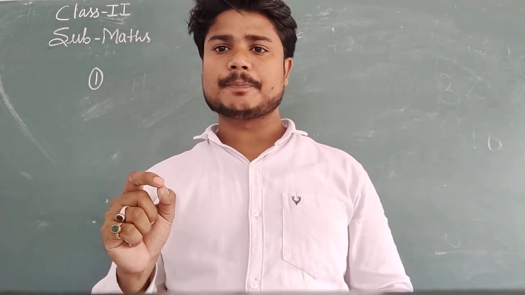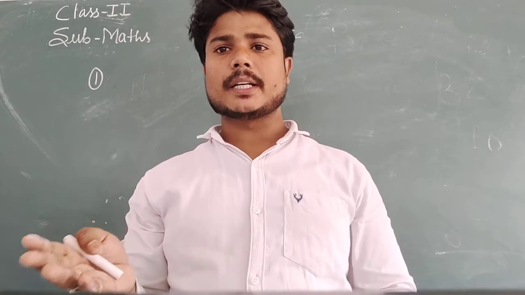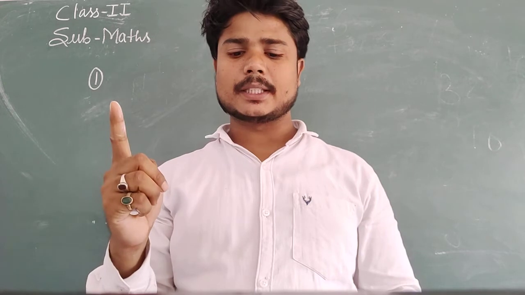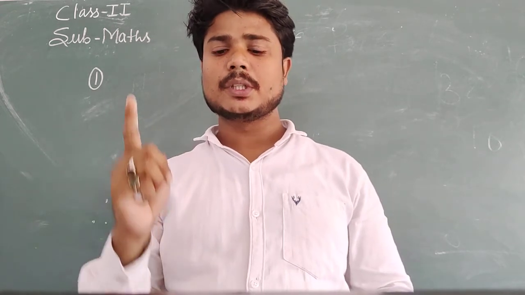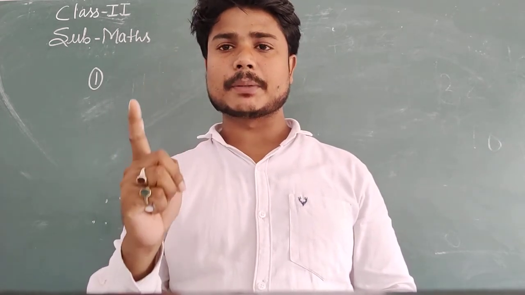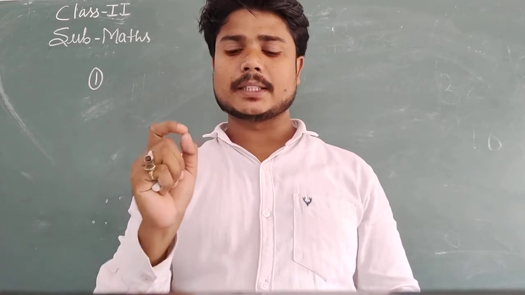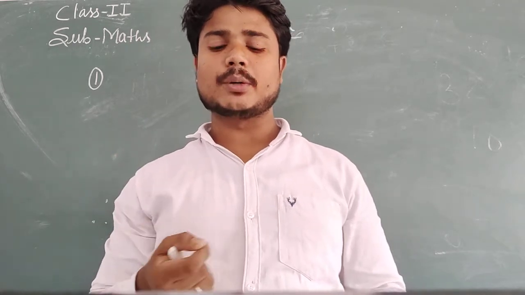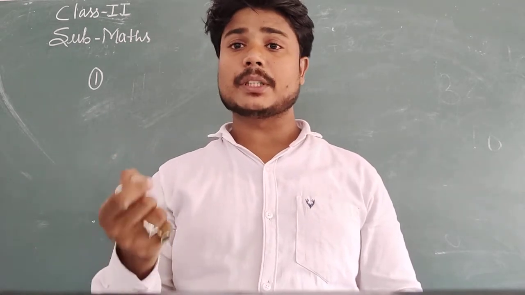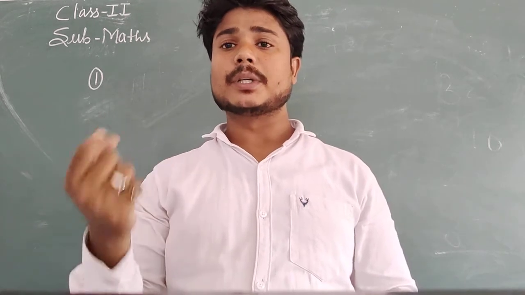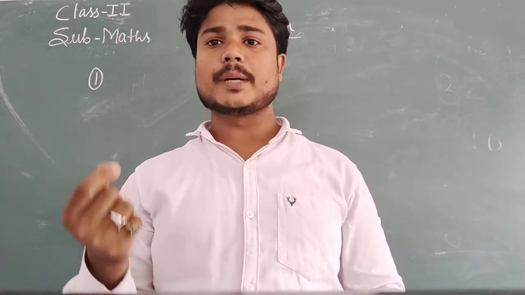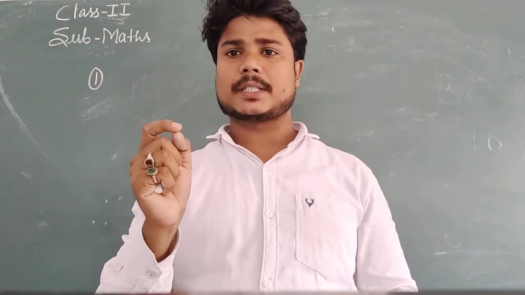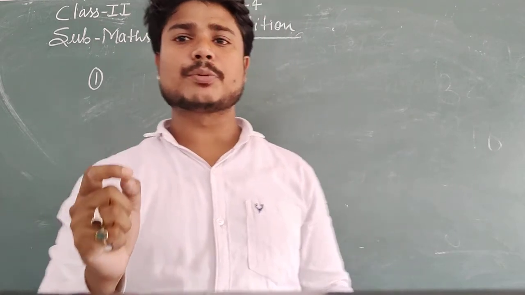So in this question, it is given that there are different numbers of mangoes in 3 baskets. First basket contains 237 mangoes, second basket contains 315 mangoes and third basket contains 212 mangoes. So in this question, we have to find out the total number of mangoes in all these 3 baskets together. So what we have to do, we have to add the number of mangoes of each basket. So now let's move to the answer.